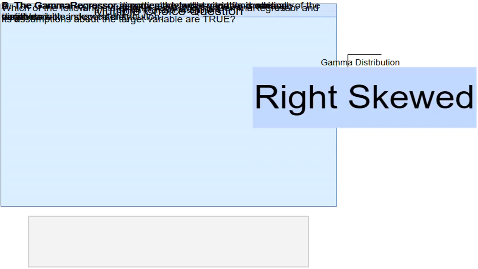A right-skewed distribution means most of your values are clustered on the lower end, with a few really high values stretching out the distribution to the right. Think of income. Most people earn a moderate income, but a few very high earners pull the average way up. The gamma distribution is ideal for handling this kind of data.